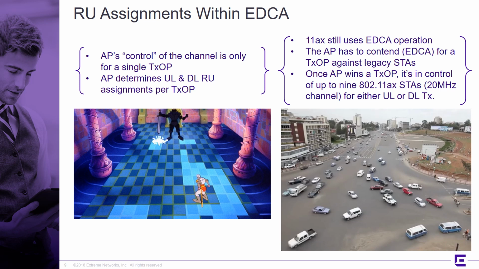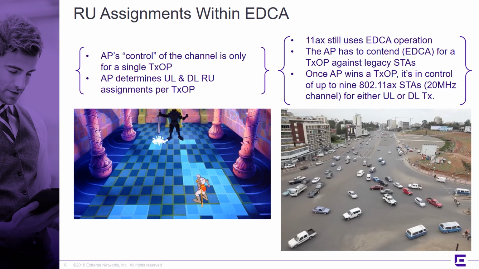So the underlying functionality of 11ax is still EDCA. In other words, it's still an overall competition. The efficiency gain comes with 11ax clients being able to be controlled uplink and downlink during the AP's TXOP. So that definitely does add efficiency, but it still has to be backwards compatible, competing under the rules of EDCA.